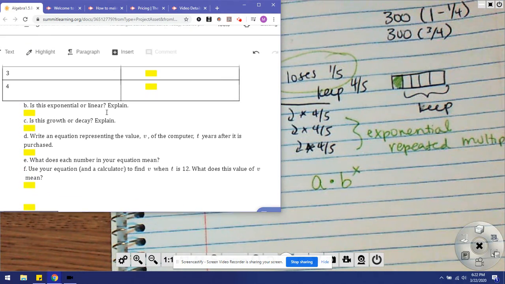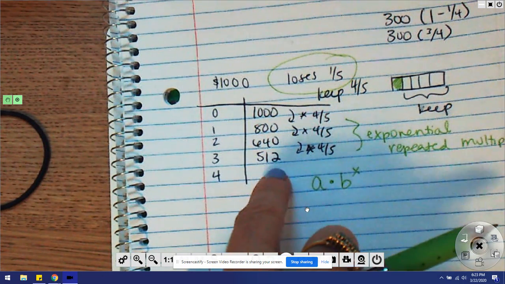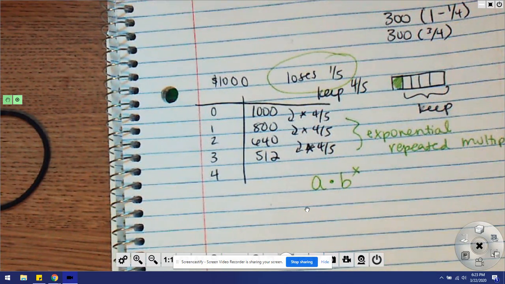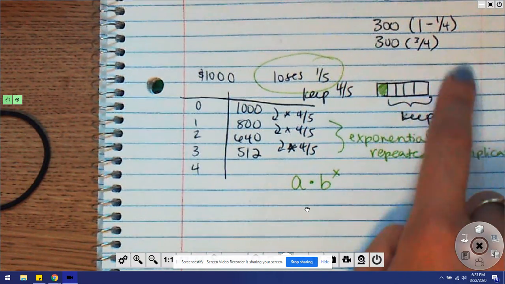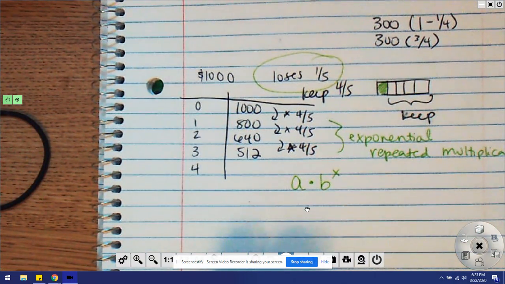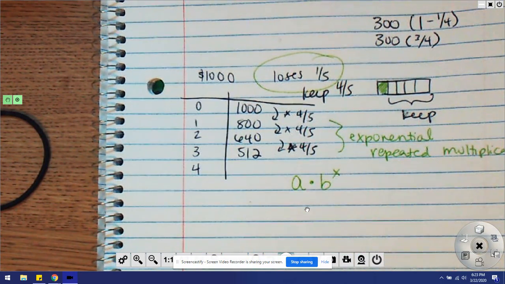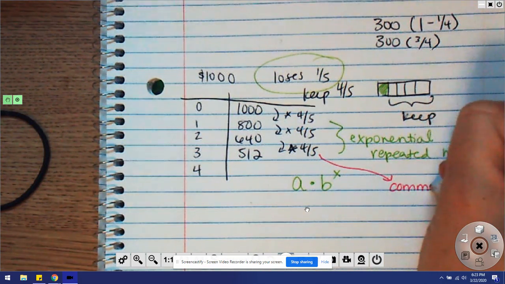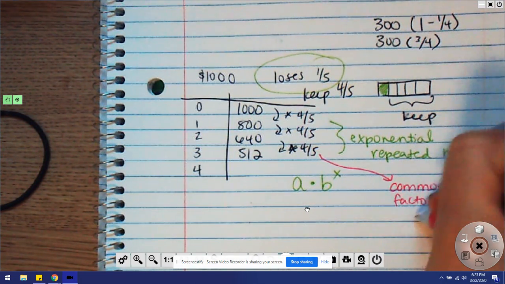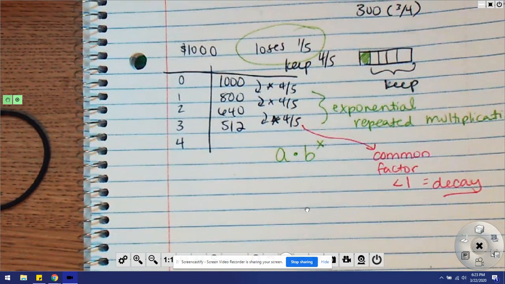I'm also asking myself, is this equation growth or decay? Well, I know that it's decay because it's going down every single year. I also know that it's decay because I'm keeping less than 100% of the value. Every year, it's only worth 4/5, and 4/5 is less than 1. If you find that your common factor is less than 1, that means that it is a decay function, not a growth function.